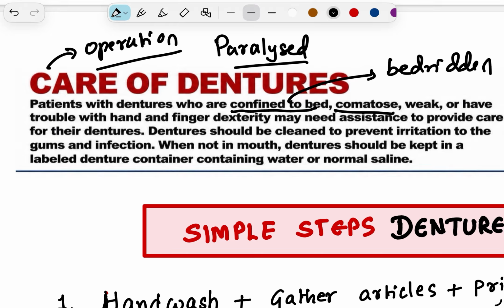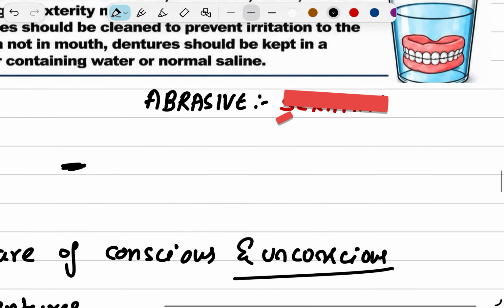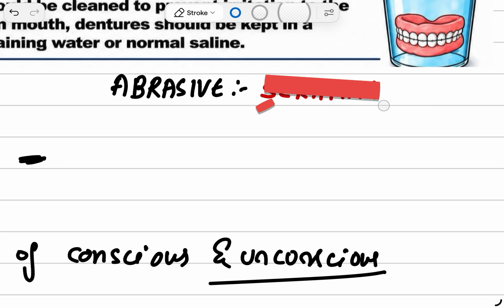The simple thing about this procedure is you take the dentures and soak them in warm water, or else soak them in normal saline. That's it. And you should not use any abrasive cleanser. Sir, what is the meaning of abrasive? Abrasive means scraping, or we can say the scratching type of solutions. Abrasive solutions we should not use.